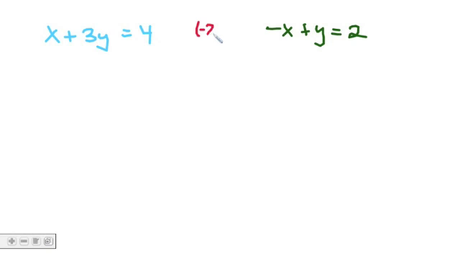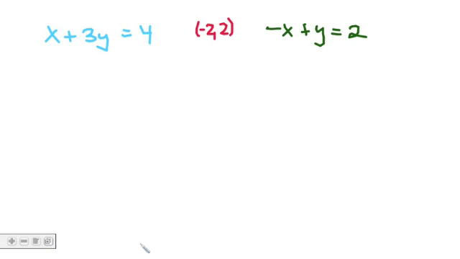On this one, I have x plus 3y equals 4. And then I'm going to have negative x plus y equals 2. And the ordered pair they want me to use this time is (-2, 2).